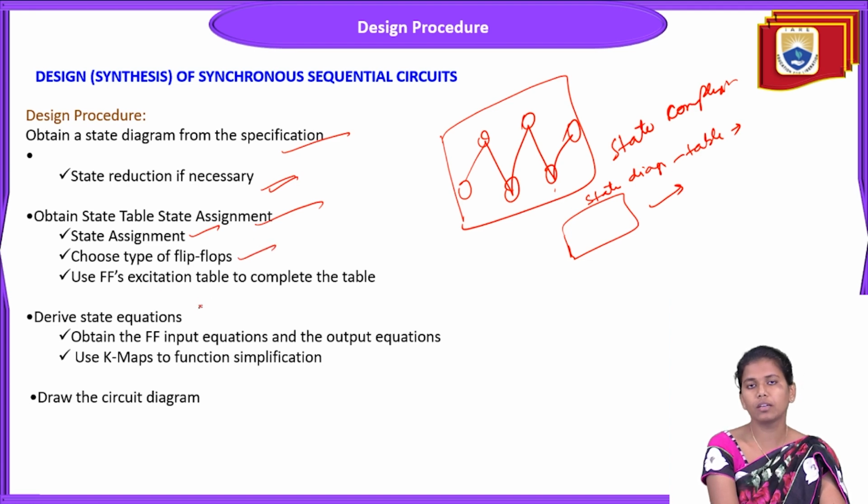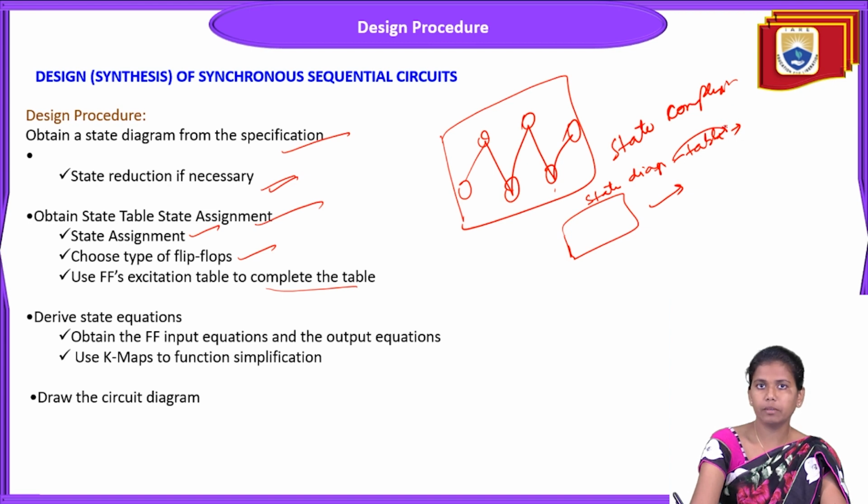Again, here we need to choose the types of flip-flops, D or T, S or whatever sort of flip-flop you are considering. Make sure to choose a better flip-flop so that the transition between the states goes smoothly. Then use the flip-flop excitation table to complete the table. Before finalizing the state table, we have to concentrate on the excitation table, and that excitation table can be drawn with the help of the flip-flop that you are considering. If you are considering a D flip-flop, the D flip-flop excitation table should be drawn.